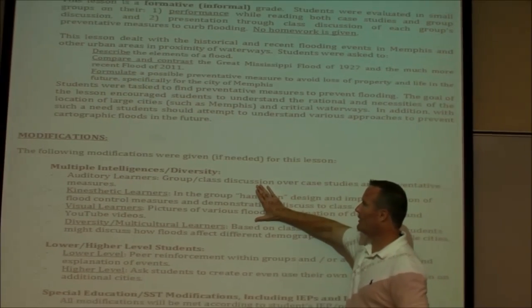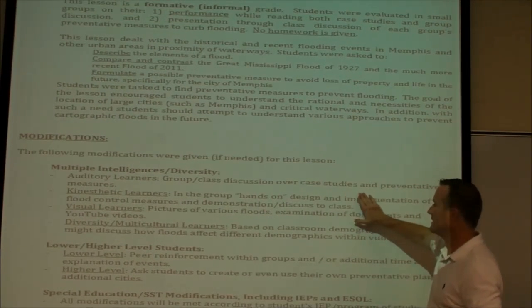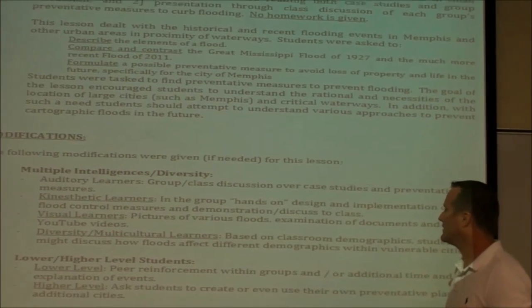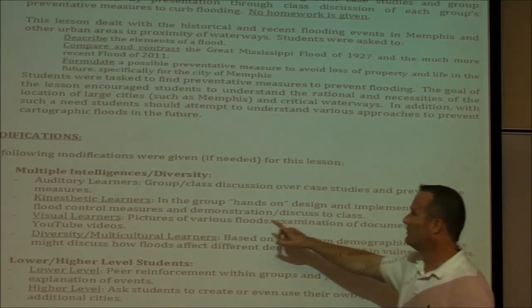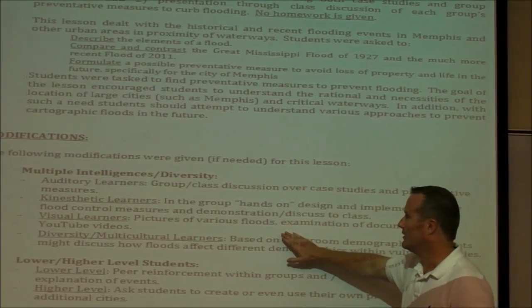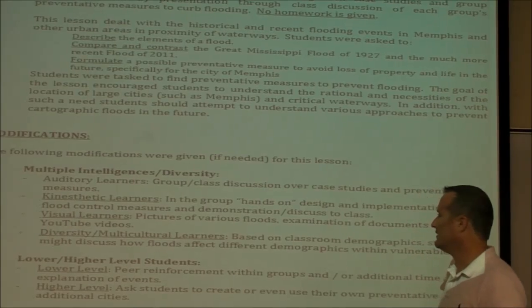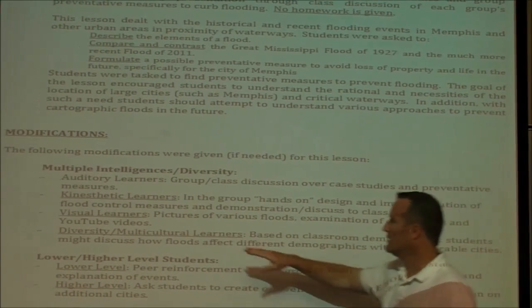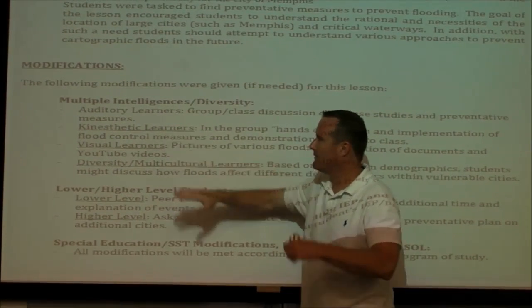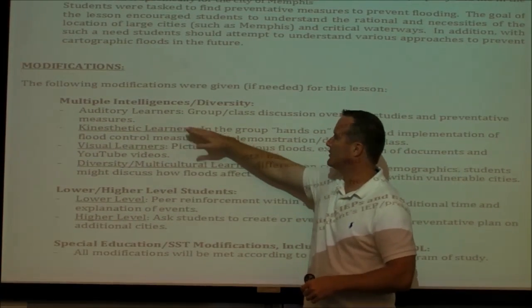Modifications. Auditory learners: class discussion over case studies. Kinesthetic learners, those who like to get up and move around: hands-on design and implementation of flood control measures and demonstration discussed in class. Visual learners: pictures of various floods, YouTube videos. So for the students who like to see things visually, you've got something. For the students who like to get up and move around, you've got something. For the auditory learners, you've got something.